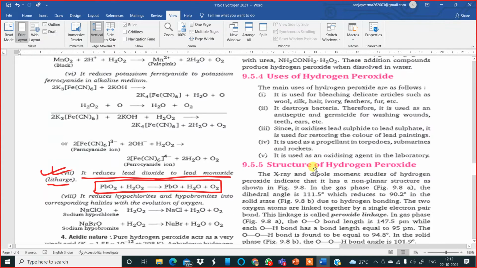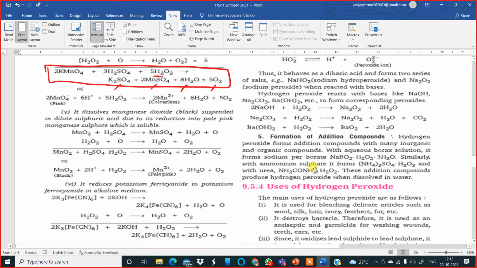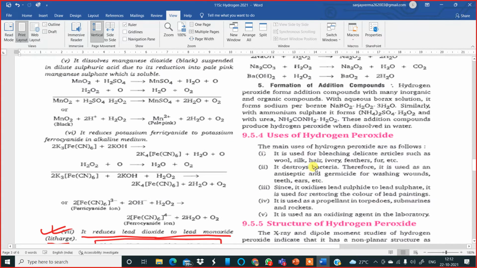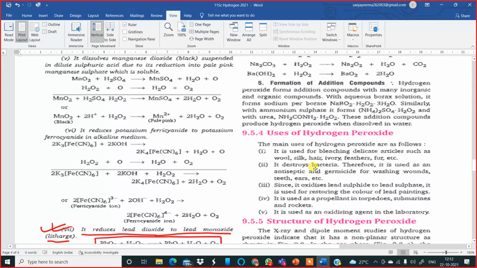After that, the next thing required over here is uses of hydrogen peroxide. How is hydrogen peroxide used? The main uses: the first one, it is used for bleaching delicate articles such as wool, silk, hair, ivory, feathers, etc. It destroys bacteria. Therefore, it is used as an antiseptic and germicide for washing wounds, teeth, ears, etc. Since it oxidizes lead sulfide to lead sulfate, it is used for restoring the color of lead paintings.